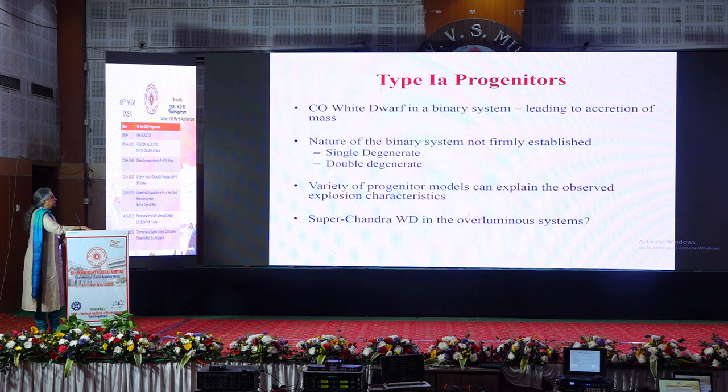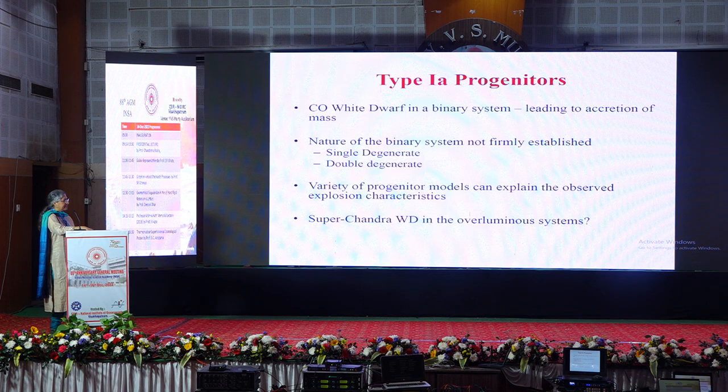Coming to the progenitors themselves, they are primarily a white dwarf in a binary system. The binary can be a single degenerate, where you have a single white dwarf accreting matter from a normal star, which is typically a giant. Or it can be a binary system with two white dwarfs which merge and give rise to the supernova. So there are a variety of progenitor models that can explain the observed explosion characteristics. And there are some, like, for example, I said earlier itself, if the white dwarf is rotating, you can give rise to these overluminous systems.